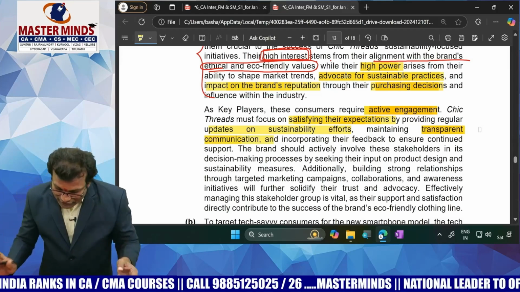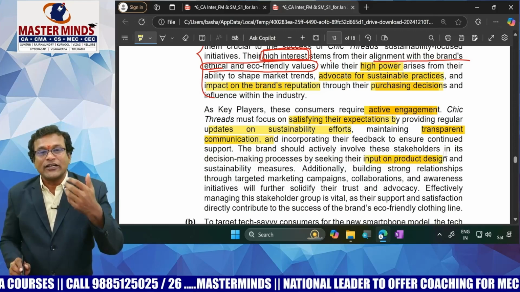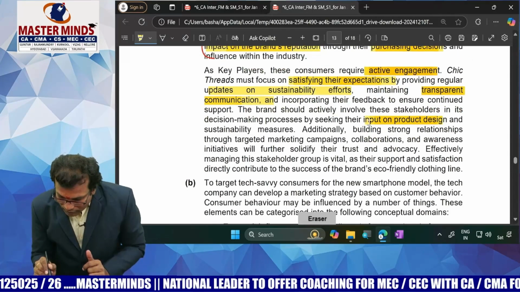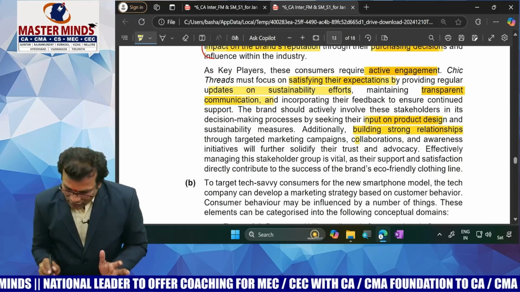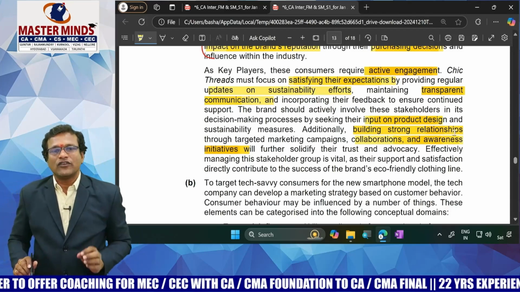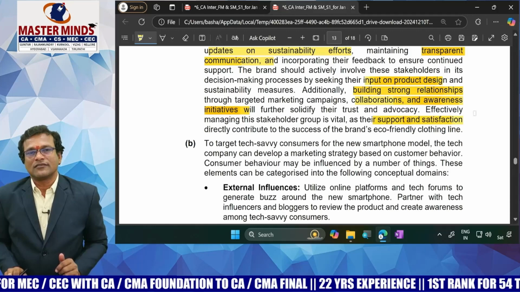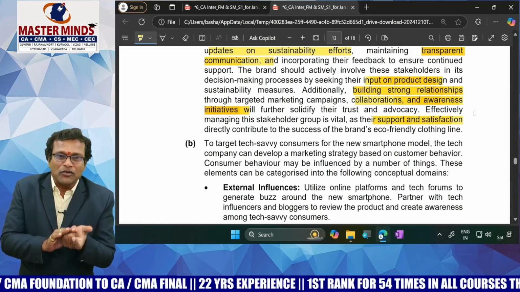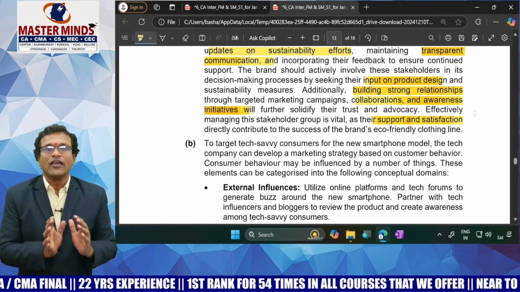Next one, please ask for some suggestions regarding product design. Take some inputs on product design. Try to incorporate those inputs given by consumers in your actual manufacturing process, right? Thereafter, try to maintain a strong relationship with consumers by enhancing awareness of the initiatives. Target those consumers with your advertisements, right? Now try to gain their support and satisfaction. Is this clear? These are some of the ways. Through manufacturing, through marketing, through better communication, try to stay in touch with these consumers and gain their trust. This is the way you have to answer this question.